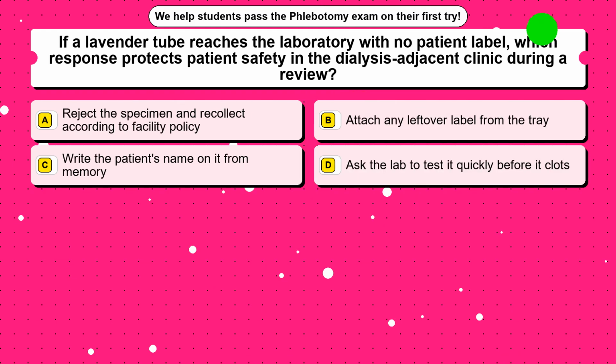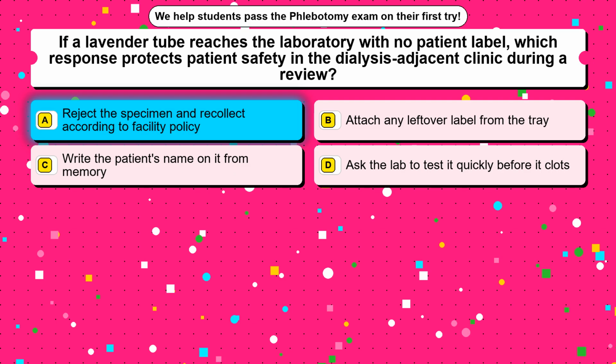Question 3. If a lavender tube reaches the laboratory with no patient label, which response protects patient safety in the dialysis adjacent clinic during a review? Option A. Reject the specimen and recollect according to facility policy. Option B. Attach any leftover label from the tray. Option C. Write the patient's name on it from memory. Option D. Ask the lab to test it quickly before it clots.